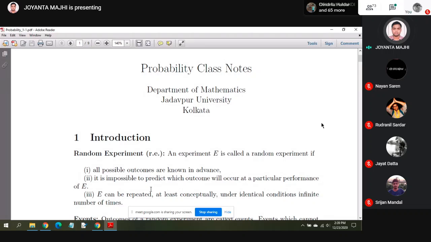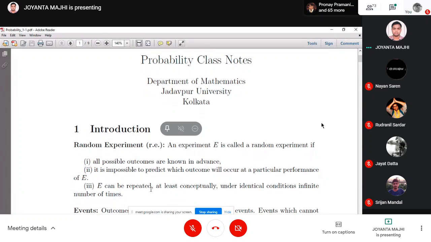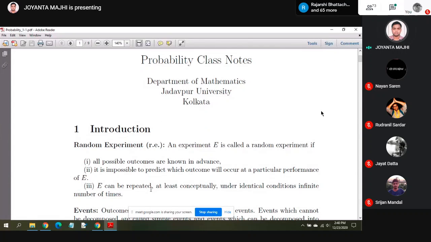Today we will discuss the preliminaries of probability. We go through a few definitions first. What is a random experiment? An experiment is called a random experiment if it satisfies the following three conditions. One, all possible outcomes are known in advance. Second, it is impossible to predict which outcome will occur in a particular performance. And the third one is, E can be repeated, at least conceptually, an infinite number of times.